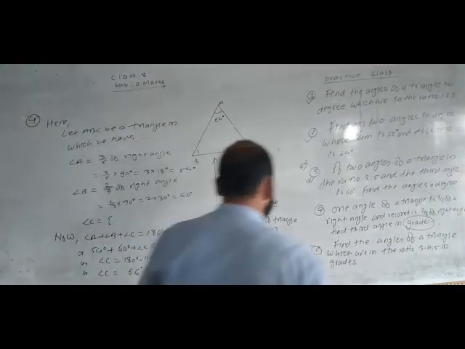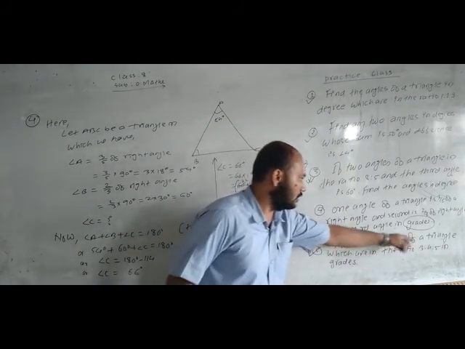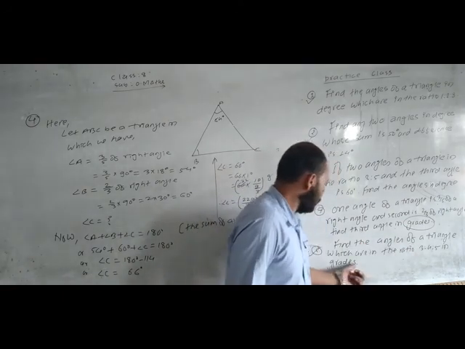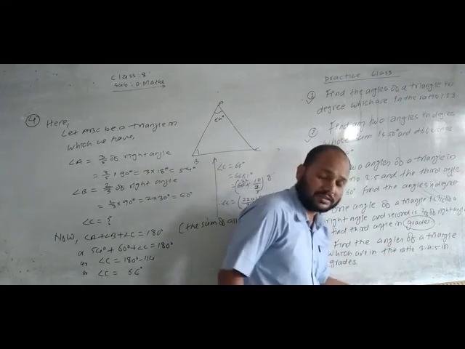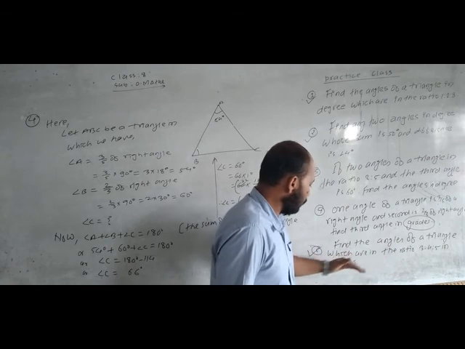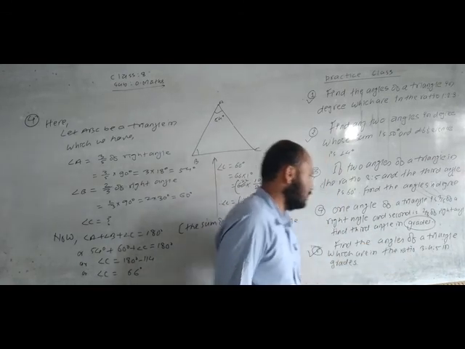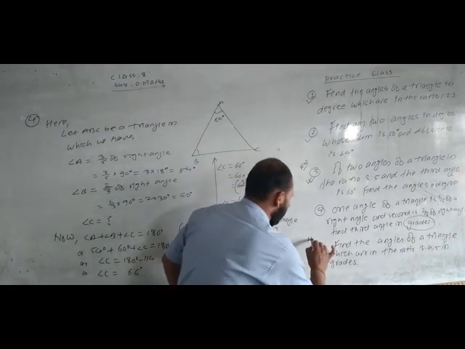And the last question. Your question says find the angles of a triangle which are in the ratio 3:4:5 in the grades. Now this is also your homework.